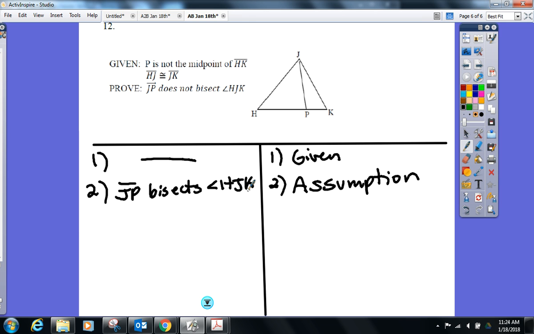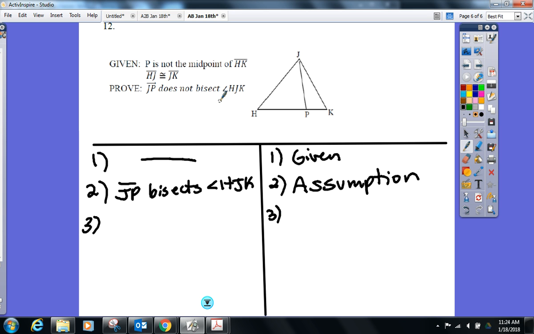Before I start the proof, hold on, what is the goal of an indirect proof? Contradict a given. Yes, that's where the given comes in. Well, I have two of them here. Which one's going to be easier to contradict? P is not the midpoint of HK. How do you contradict that? By saying P is the midpoint.